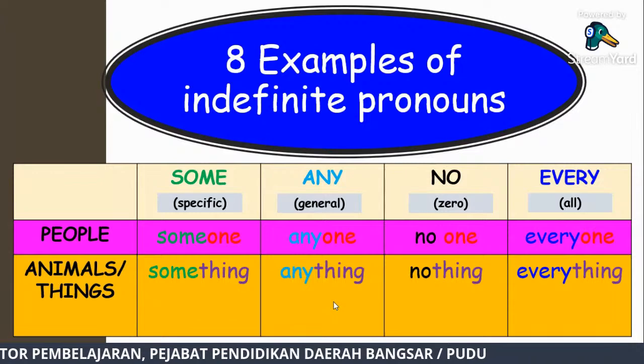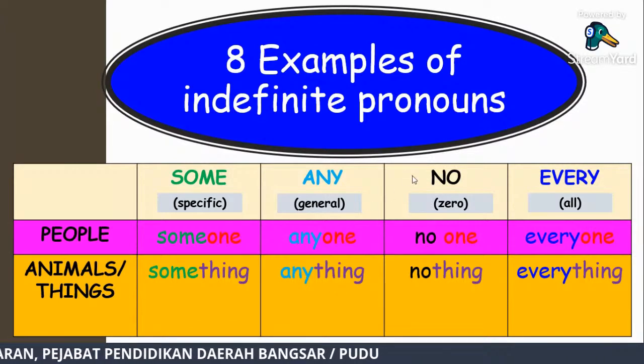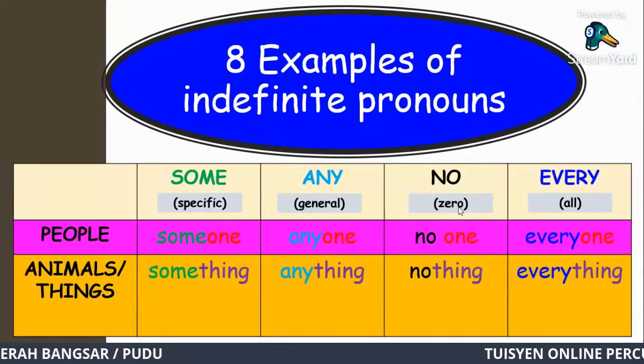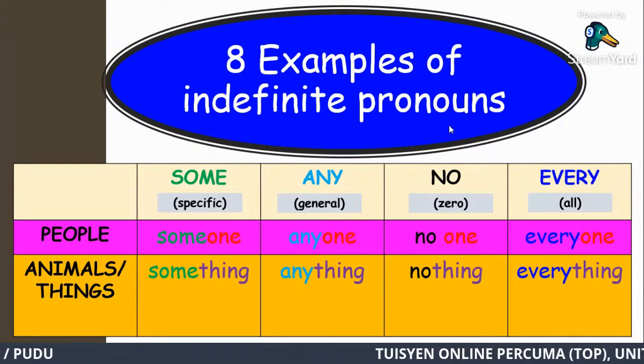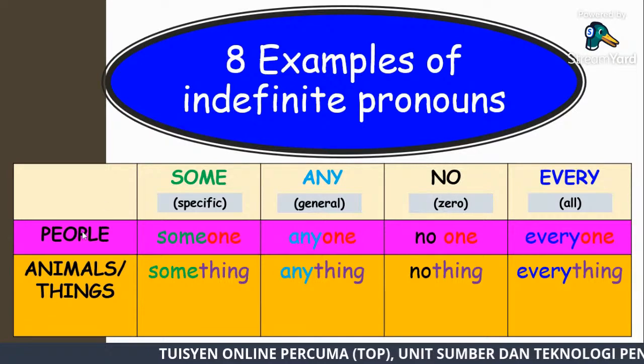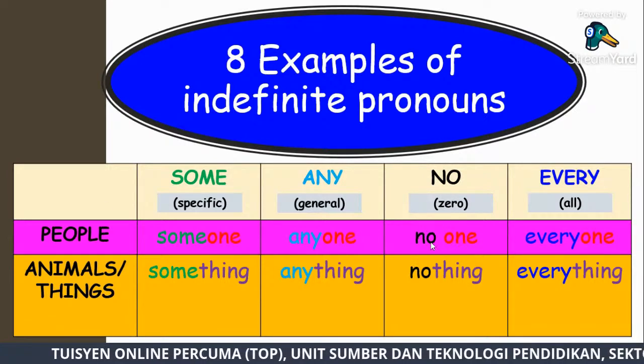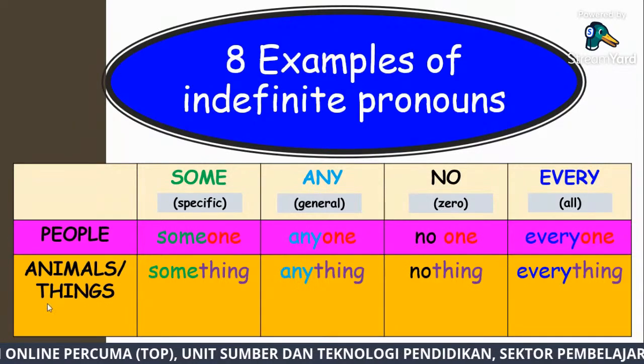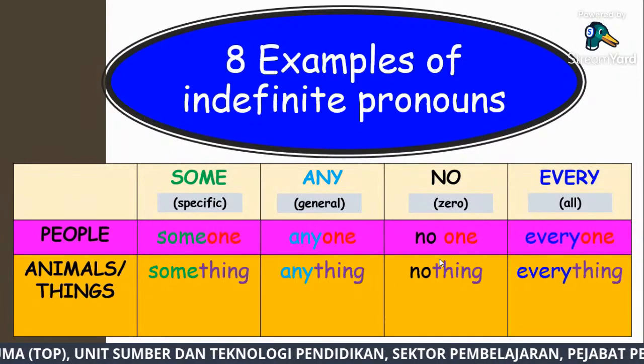Okay, and if you want to describe that there's nothing there, about the zero, then you have to say it. For people it is no one, and for an animal or thing, then you have to use nothing.